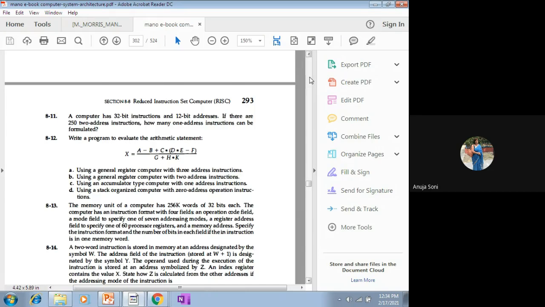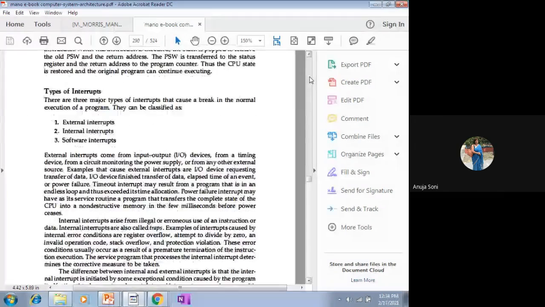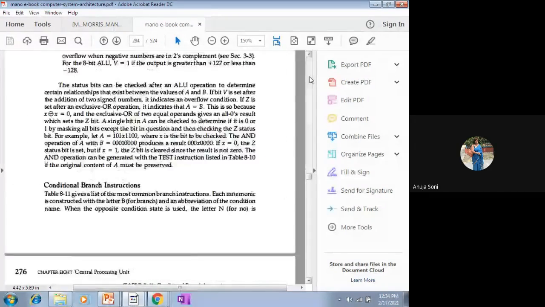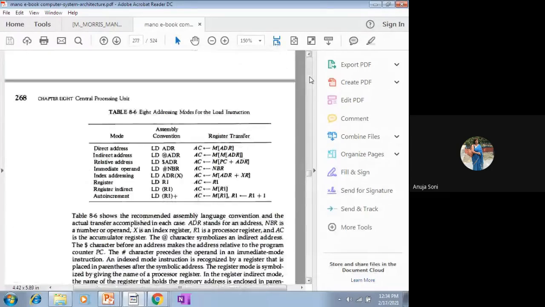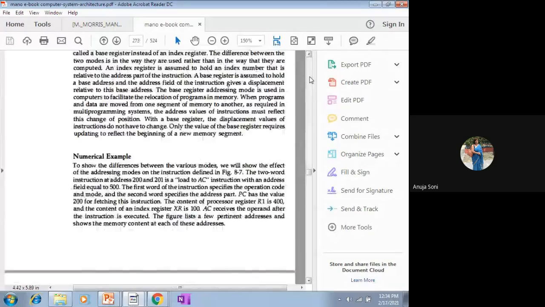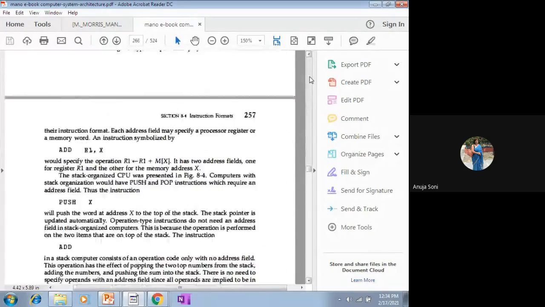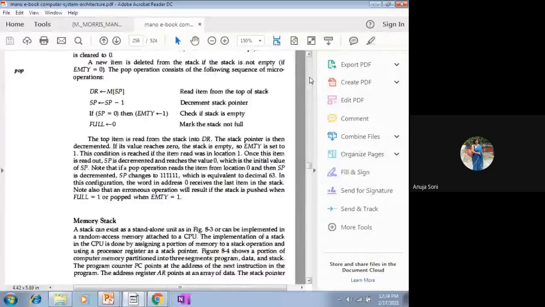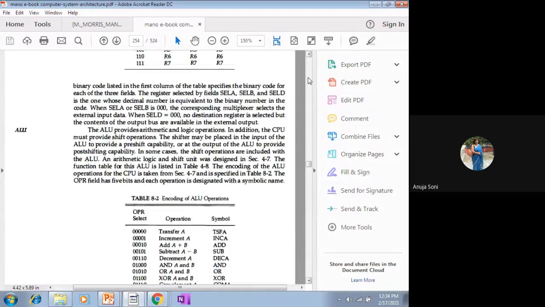Now I come back to section 8.2. That is the last section of this chapter. Though a brief description of 8.1, 8.2, and 8.3 is there, that is a brief description and theoretical part. You can study it on your own. The main numerical question is what generally comes in your final exams, so I would like to discuss that question.